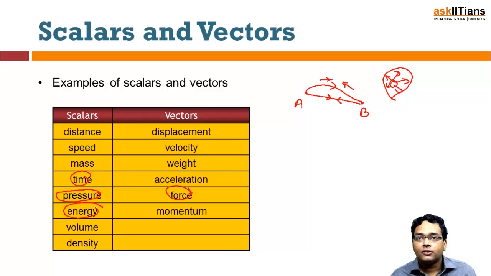Energy does not depend upon which direction you are moving. Energy is only the amount of matter which can be utilized for doing some work. So that is what is known as energy. Momentum, yes, it is a vector quantity. Momentum is defined as mass into velocity. So if you are going from one point to another along a particular direction, we say that there is a momentum involved. Then you have volume. Volume obviously is not going to depend upon the direction, and so is the density.